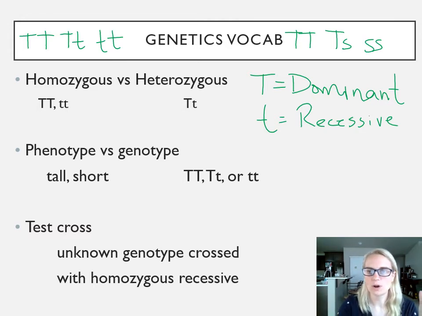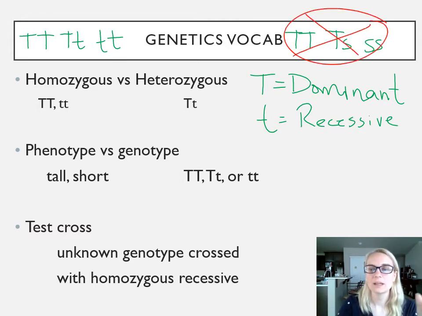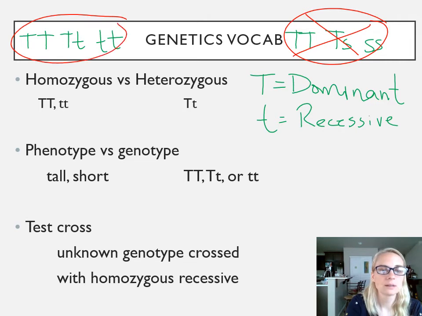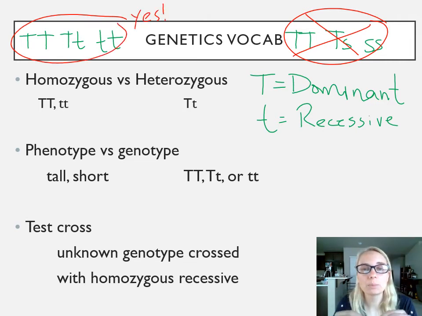That's a big no-no, because if you do that, you get confused because we're going to be dealing with lots of letters. So if you keep it with one letter per characteristic or one letter per gene, it's a lot easier to keep track of these things.